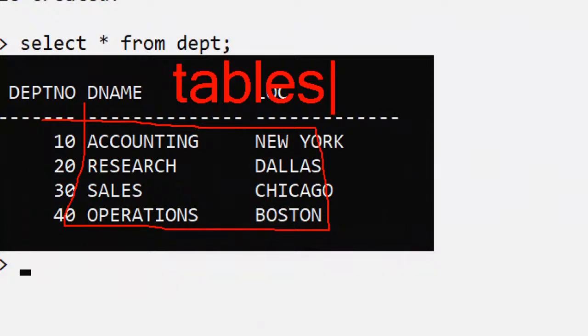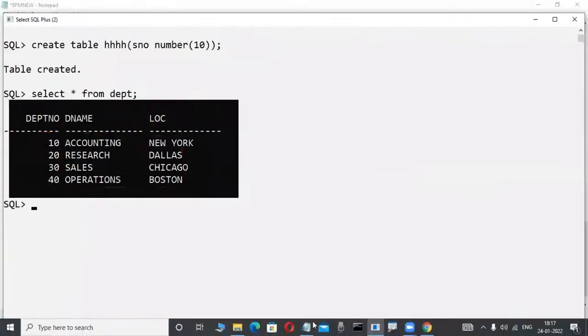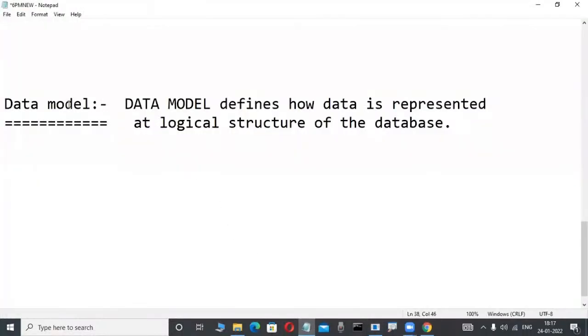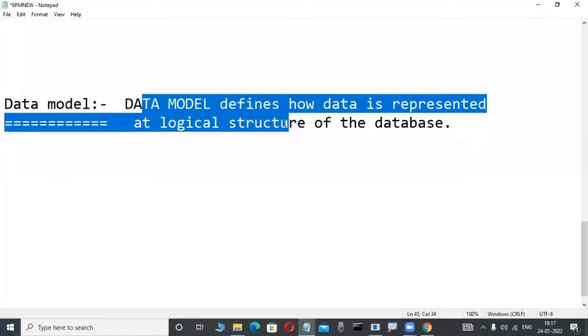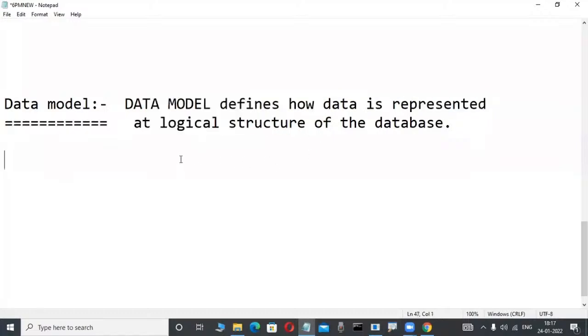In those days we had different softwares, IDMS, IMS, these types of softwares. But nowadays, observe here, data model is nothing but it defines how data is represented at a logical structure of the database. And now check it out, concentrate here. Suppose from 1970 onwards, this data model is there. Where Oracle is concerned, we will learn next. First, just roughly observe here.